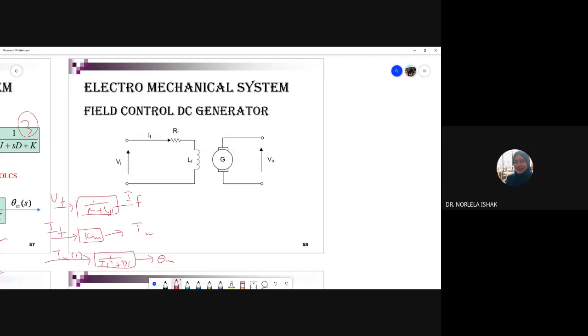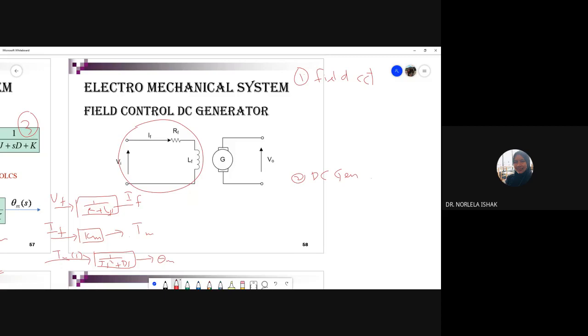Okay, try. What subsystems can you observe from the field control DC motor? What is our first subsystem? Field circuit, is it? This is our field circuit. Okay, number two, DC generator, right? Okay, number two, DC generator.